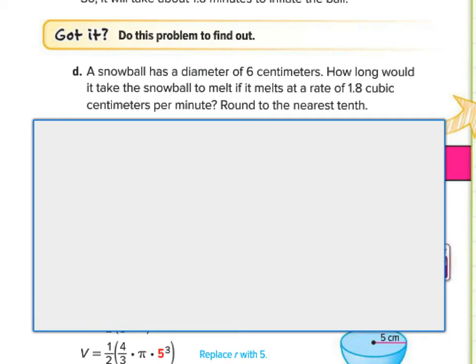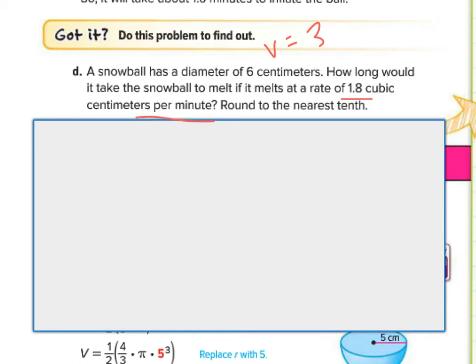Okay, let's read it together, and once we've read it, if you think you can do it on your own, pause the video. A snowball has a diameter of 6 centimeters, radius of half of that, which is 3. How long would it take the snowball to melt if it melts at a rate of 1.8 cubic centimeters per minute? Okay, so 1.8, that's our rate per minute, round to the nearest tenth.